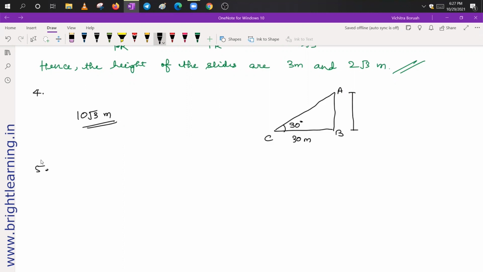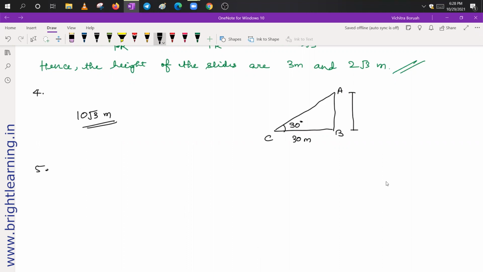In question number 5, we have that a kite is flying at a height of 60 meters above the ground. The string attached to the kite is temporarily tied to a point on the ground. The inclination of the string with the ground is 60 degree. Find the length of the string, assuming that there is no slack in the string.